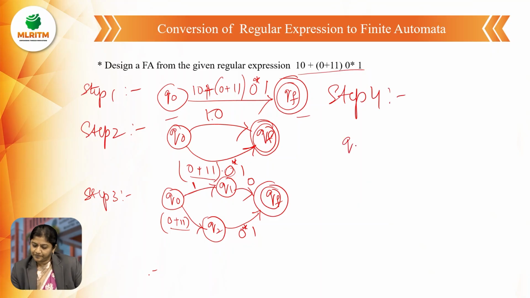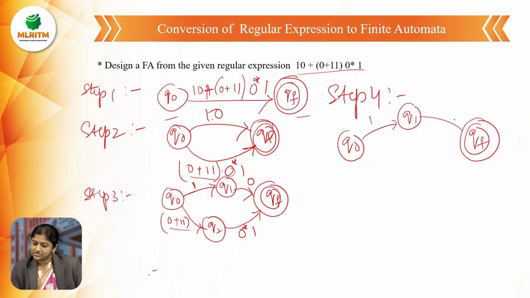Q0, Q1, QF. This is 1, this is 0. But here, Q2 is already there, so 0 plus 1 1 is Q2.